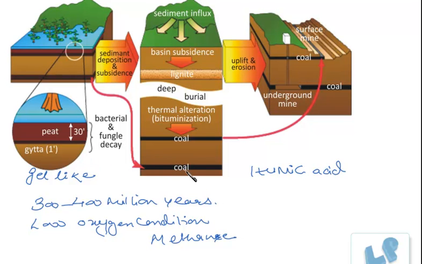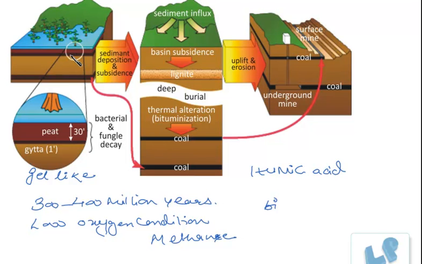Lignite is also a coal. See, this gets compressed between the sediments. Further compression results in the formation of bituminous coal. So this is bituminization. Bituminization occurs with further compression. And even further compression results in the formation of anthracite. Right? So what is happening?